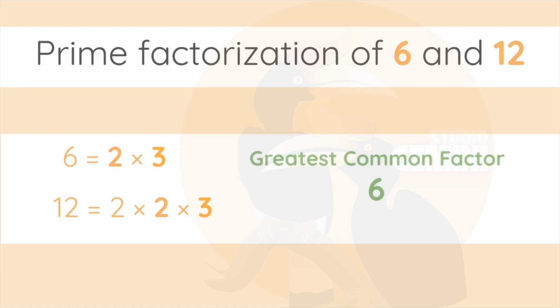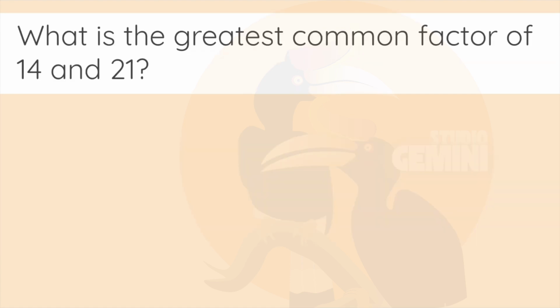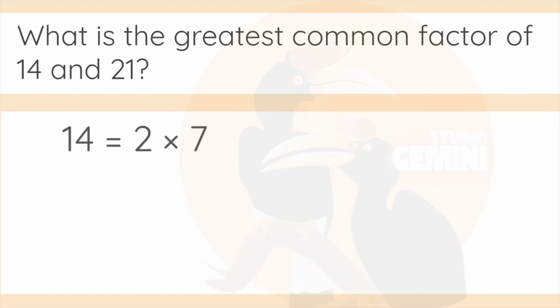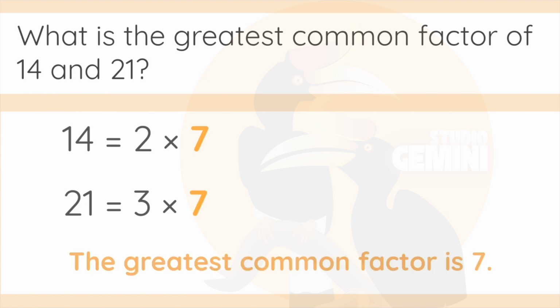Let's try another example now. What is the greatest common factor of 14 and 21? First, we will write the prime factorization for each number. 14 equals 2 times 7, and 21 equals 3 times 7. Next, we can find the common factors shared by both of the numbers. The only common factor of 14 and 21 is 7, so the greatest common factor is 7.